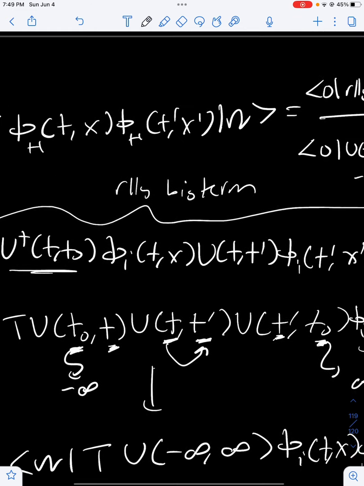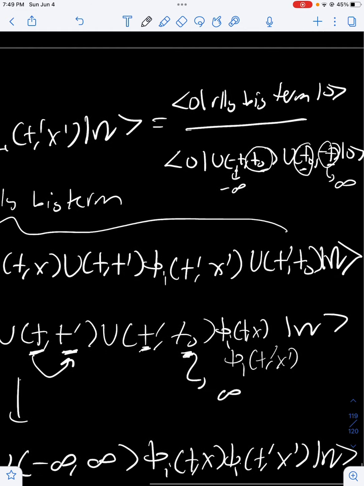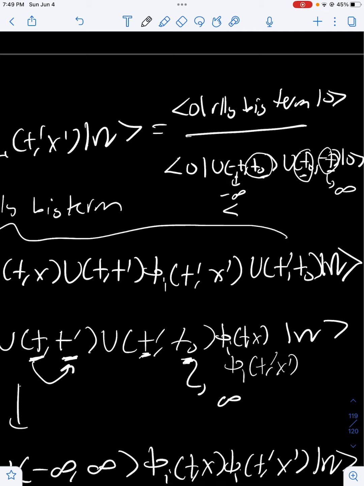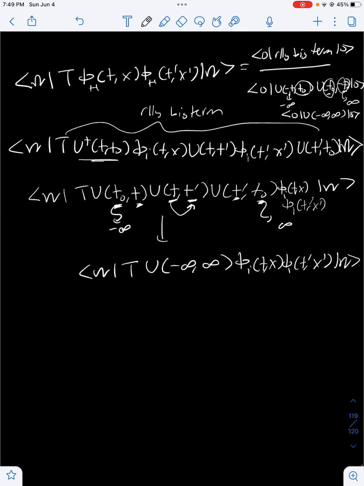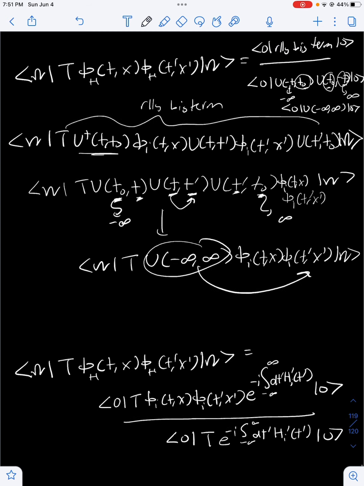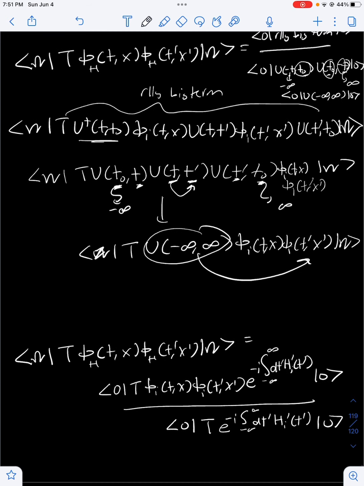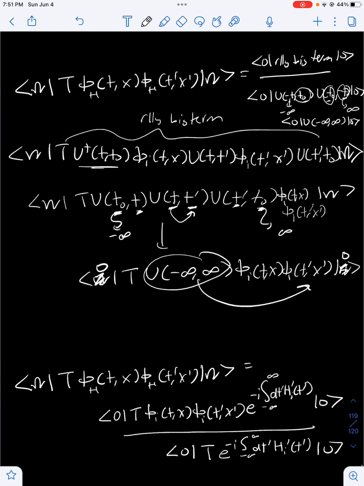I'm not even sure if that argument is completely correct. But that would just leave us with the inner product of the unitary operator from minus infinity to infinity. Okay. And then we could just move this back to the right. We would then have this formula right over here. This should have been the free vacuum. I'm not sure why I wrote this as an interacting vacuum. These should have been all the free vacuum. All this should be the free vacuum.